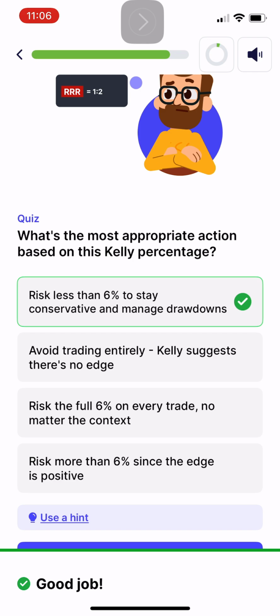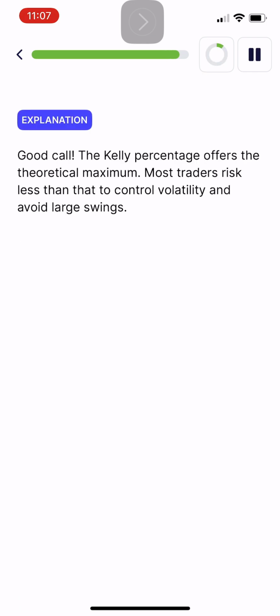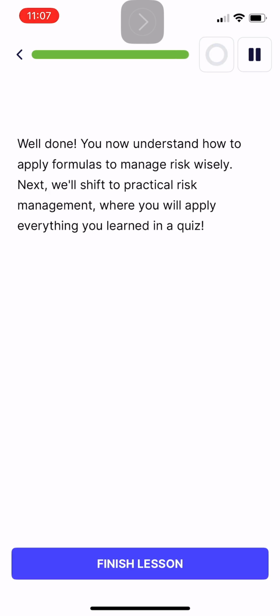Yes, you're right. Good call. The Kelly percentage offers the theoretical maximum. Most traders risk less than that to control volatility and avoid large swings. Well done! You now understand how to apply formulas to manage risk wisely. Next, we'll shift to practical risk management, where you will apply everything you learned in a quiz.